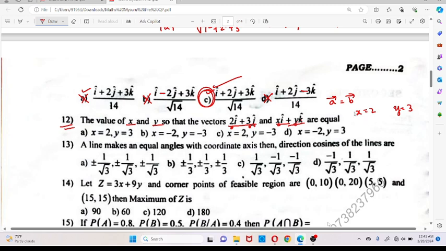Let me check this once again. See, the given vector is 2i cap plus 3j cap plus 0 times k cap, and another vector is x i cap plus 0 j cap plus y k cap. If you compare that, your x value will be 2, so here you can get x equal to 2, and if you compare that, your y value will be 0.